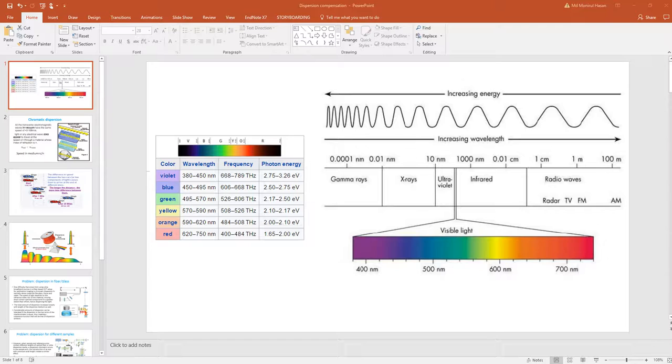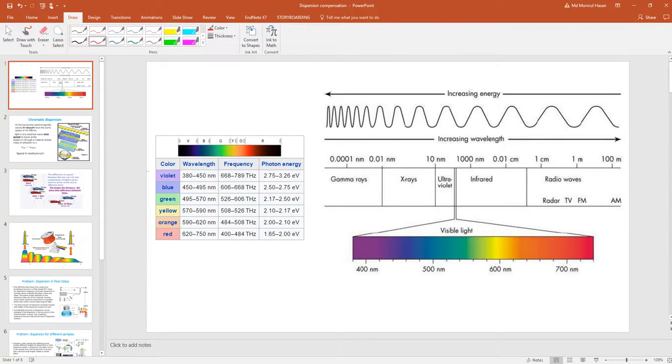Light is a photon, and in our OCT setup we use visible light with a wavelength of around 800. But in general, if you look at visible light, it has different wavelengths and different colors. It starts from violet, where the wavelength is around 380 to 450 nanometers, and goes all the way to red light, whose wavelength is 620 to 750 nanometers.